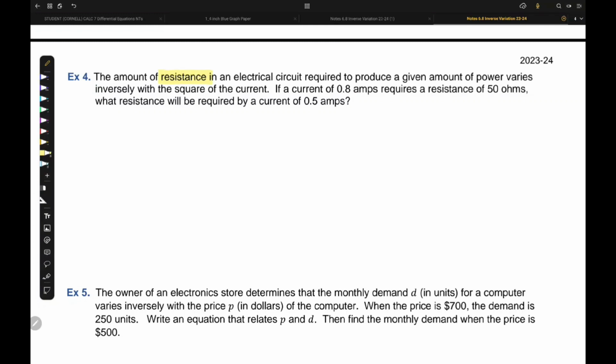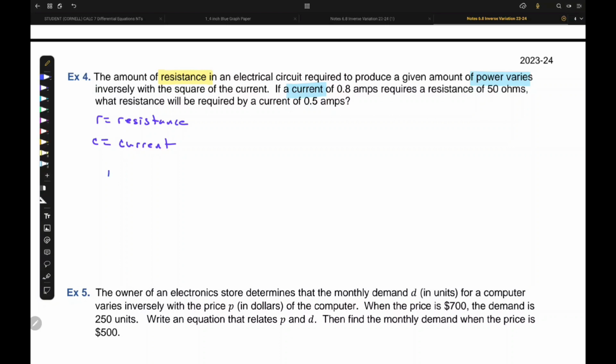So here's what we've got. The amount of resistance, so I would say R is resistance. And then we've got power varies inversely. So power, produce a given amount of current, and we could say this a couple of ways. Current, looks like that's current. So I would say that C is equal to current. And current's a measurement, right? Those 0.8 amps.